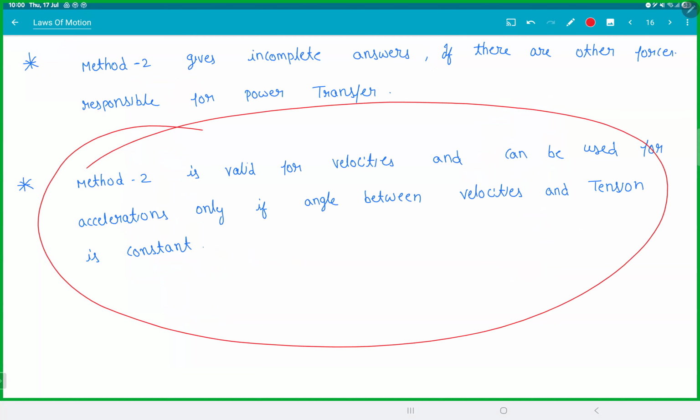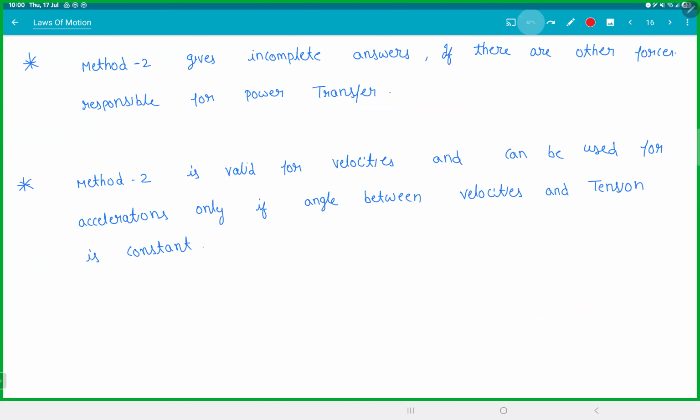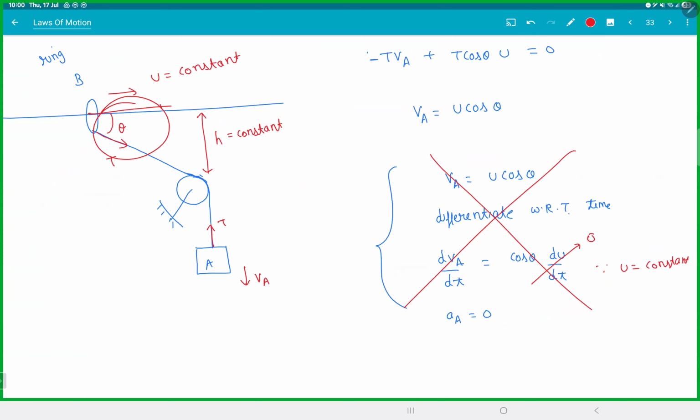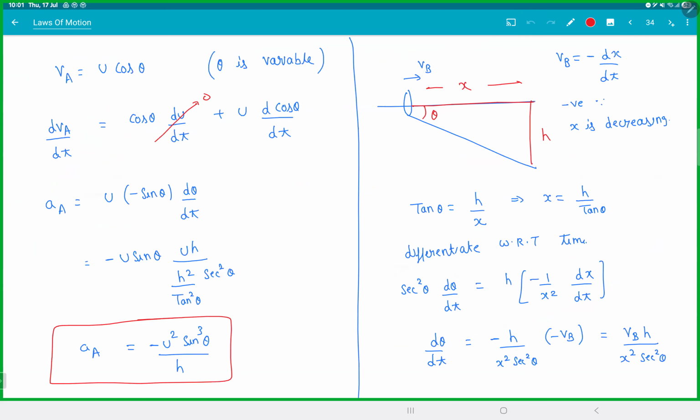So method 2 is valid for velocities, and can be used for acceleration only if the angle between velocity and tension is the same. In our problem, the angle between tension and velocity is continuously changing, right? That's why I cannot say A is equal to AB cos theta directly. Are you clear with this? So if the angle is changing, you cannot use the power method for accelerations. You have to go through all this differentiation and headache.